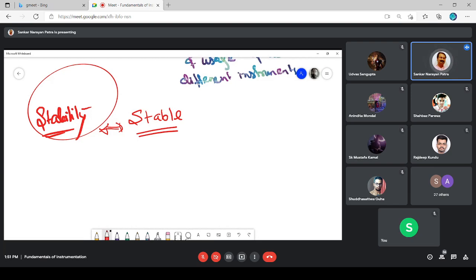Now let me tell you about stability. What is stability? Stability means the ability of the measurement system to maintain its standard of performance over a prolonged period of time. Not only that, even with variation of the input signal. What is stability?